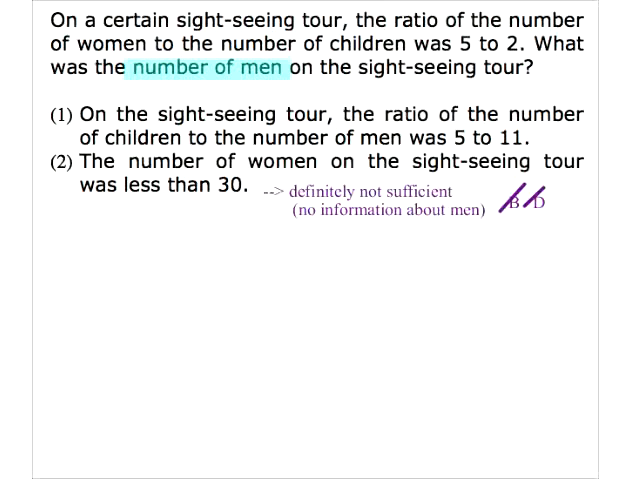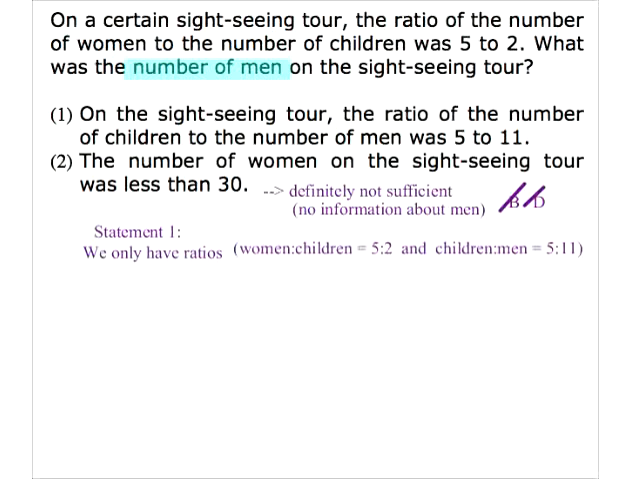I don't think that anybody picked B or D, so good. Okay. Statement 1. This means we just have ratios. We have a ratio of 5 to 2 women to children, and a ratio of children to men is 5 to 11. But there are no numbers, so it's impossible to tell the size of these numbers. This is also not going to be sufficient, because if things are in ratios, they can be big or small, and you're not going to get numbers. So that means that A is also out.